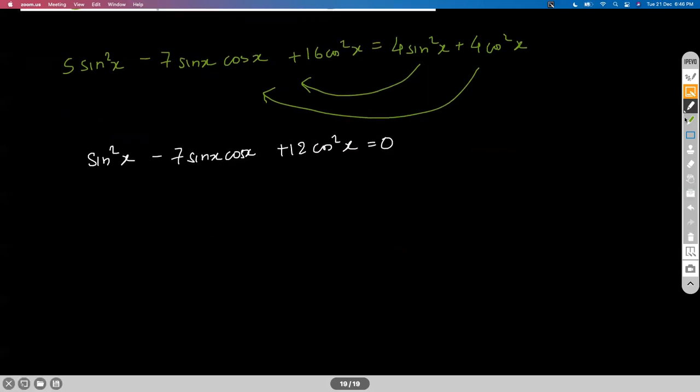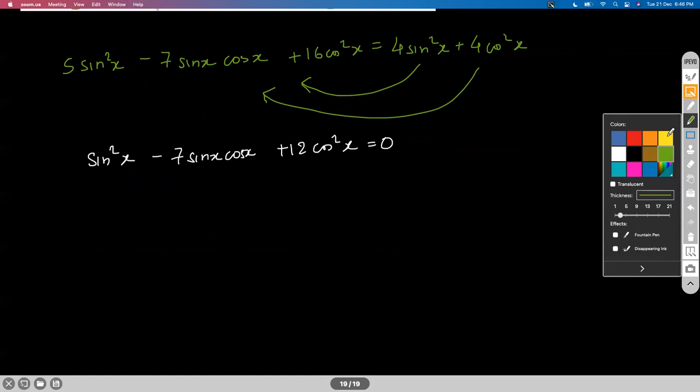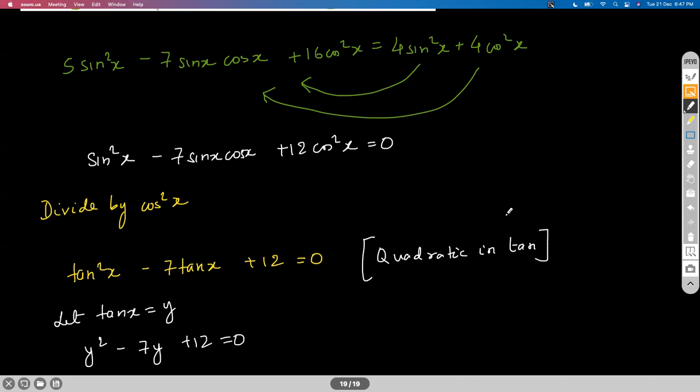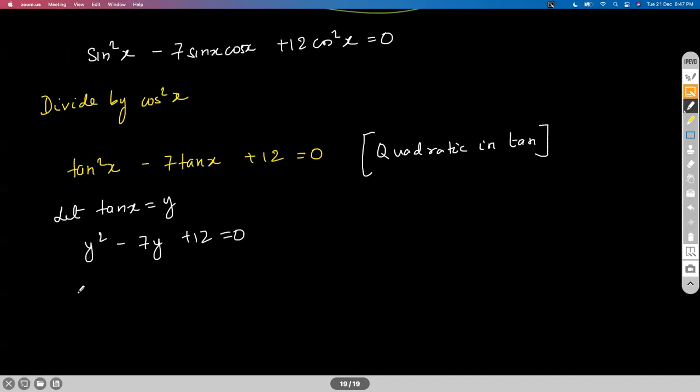So what do we do now? We divide by cos square x so that it becomes a quadratic in tan. When you do that, the first term will become tan square x, the second term will become 7 tan x, and the third term will be as good as 12, right? So this happens to become a quadratic in tan. Is it factorizable? You can call tan x to be y for the time being if you want. So it's y square minus 7y plus 12 equal to 0. It is factorizable. I'm sure everybody knows how to factorize this: (y minus 3)(y minus 4).